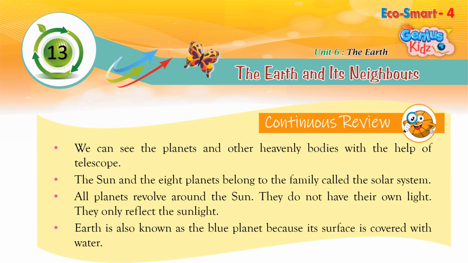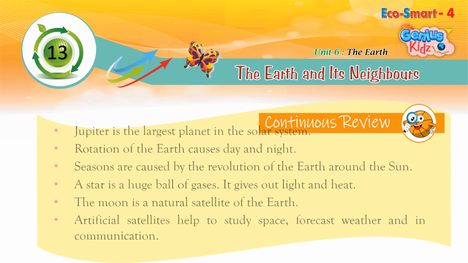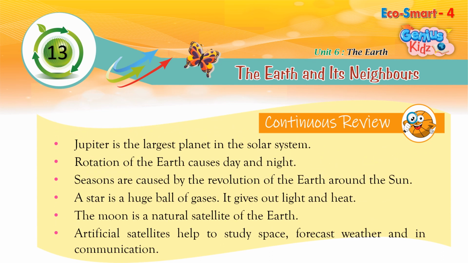Continuous review. We can see the planets and other heavenly bodies with the help of a telescope. The Sun and the 8 planets belong to the family called the Solar System. All planets revolve around the Sun. They do not have their own light. They only reflect the sunlight. Earth is also known as the blue planet because its surface is covered with water. Jupiter is the largest planet in the solar system.